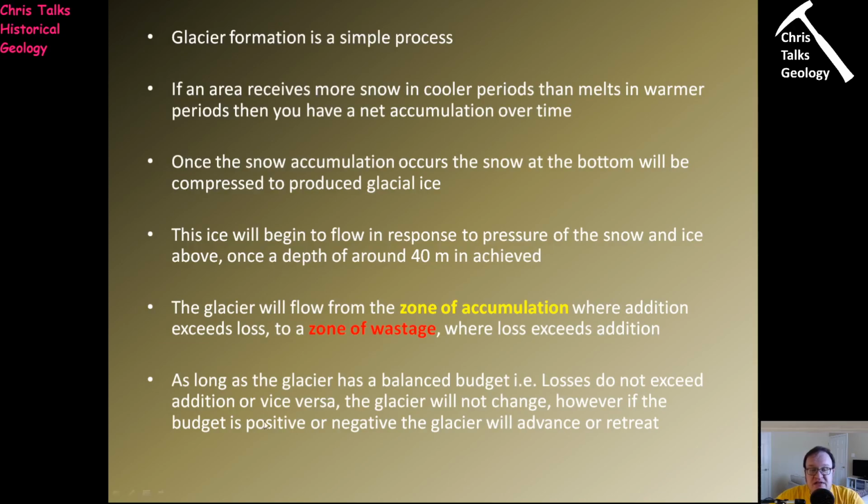As long as the glacier has a balanced budget, so the losses do not exceed the additions and vice versa, the glacier won't change, so it'll be stable. However, if the budget changes, the glacier will shift. At the moment we've seen temperatures going up, so the zone of wastage has essentially been moving up the glacier. That means the glacier has slowly been melting away because it's not been maintaining equilibrium. It's trying to, but it hasn't found its equilibrium yet.